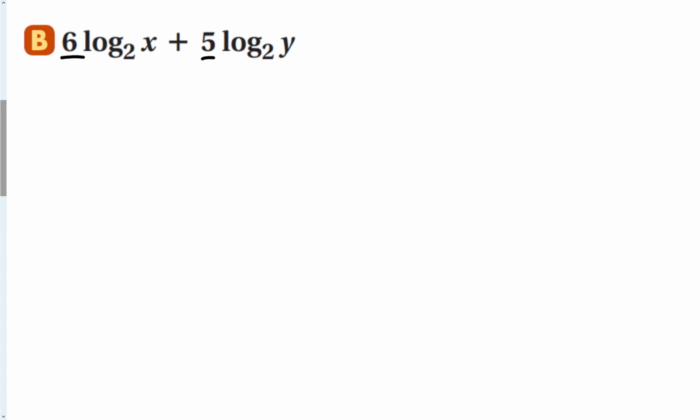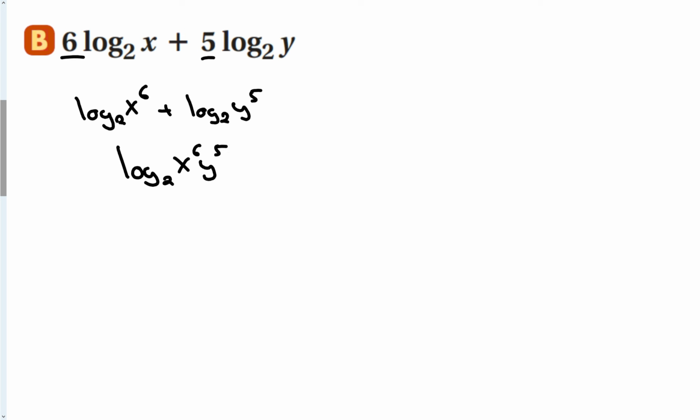So next one. The numbers in the front turn into exponents. So this is the log base 2 of x to the 6th plus the log base 2 of y to the 5th. And then I still want to put it together into one logarithm. So this addition sign here means that I'm going to multiply those two together. And now I have simplified into a single logarithm.